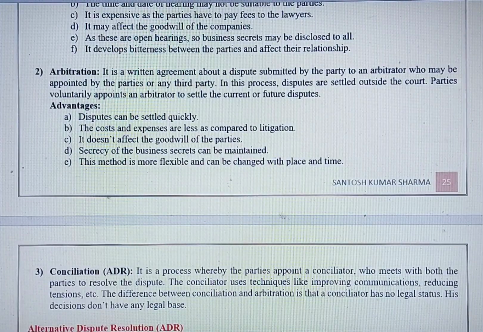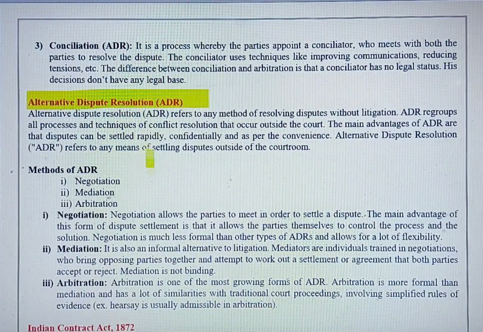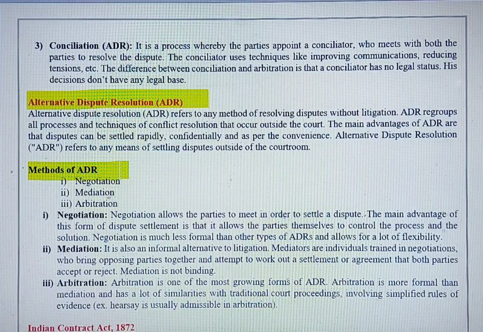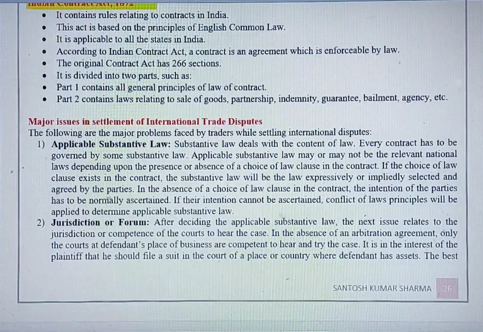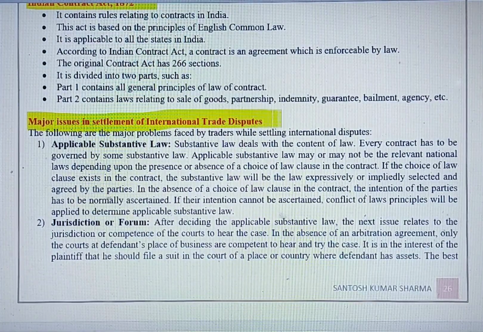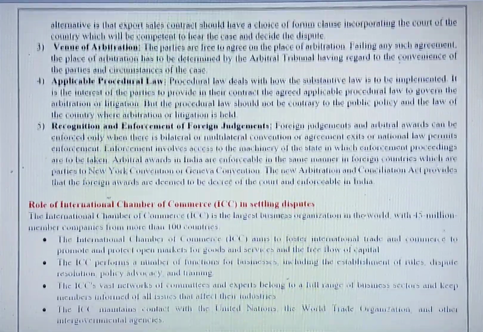And one more very important question, that is ADR, alternative dispute resolution, and what are the different methods of this type of resolution, like negotiation, mediation and arbitration. एक और क्वेश्चन आप कर सकते हैं फॉर शॉर्ट नोट, इंडियन कॉन्ट्रैक्ट एक्ट 1872. दिस इज ऑल्सो वेरी ओल्ड एक्ट. एंड व्हाट आर द मेजर इश्यूज इन द सेटलमेंट ऑफ इंटरनेशनल ट्रेड डिस्प्यूट्स. ये भी क्वेश्चन वेरी कॉमन क्वेश्चन जो हर साल एग्जाम्स में आता है. इवन आपको कमेंट सेक्शन में भी ये क्वेश्चन मिल सकता है.